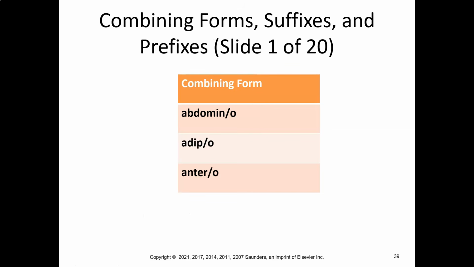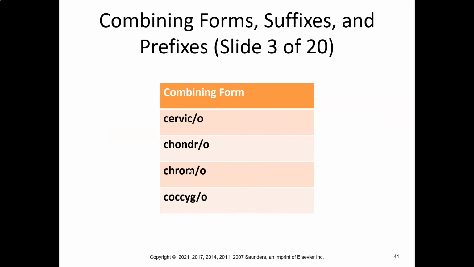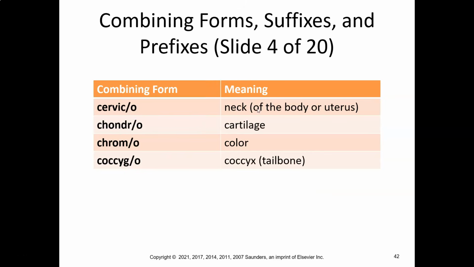All right, now we go back to what we learned in the first chapter. What's medical terminology? Let's look at this. Abdomino, adipo, and antero. Abdomino means abdomen, adipo means fat, antero means front. Cervical, chondro, chromo, coxa. Cervical means neck, chondro means cartilage, chromo means color, and coxa means hip.